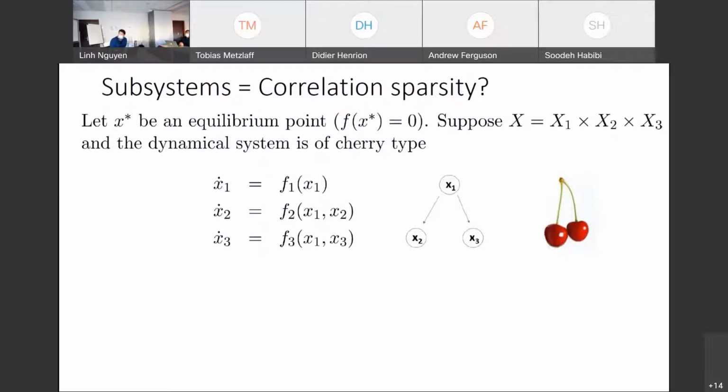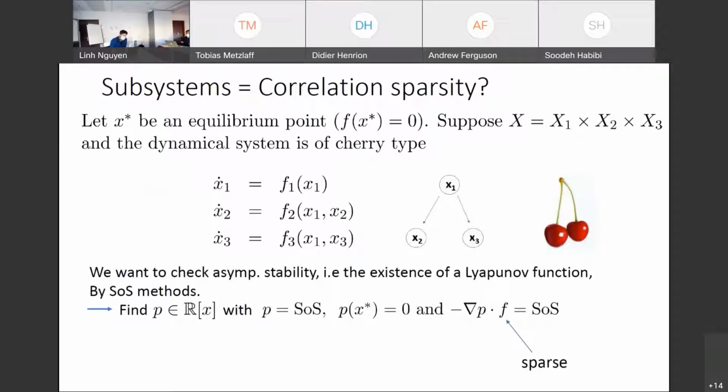So to give an example, suppose we look at this cherry structure dynamical system. Why cherry? Because the sparsity graph looks like this. So that means the dynamical system is of this form. This is the easiest example of a dynamical system that has some correlation sparsity, or that has some subsystems.